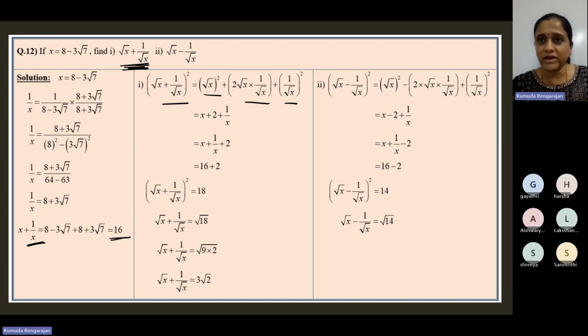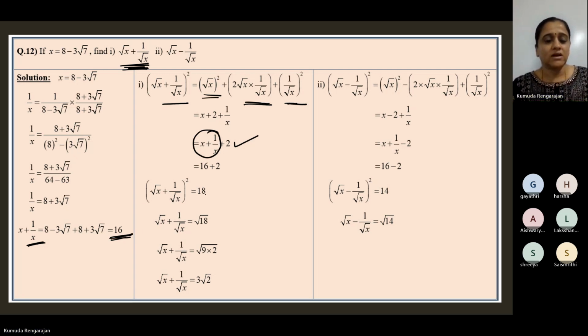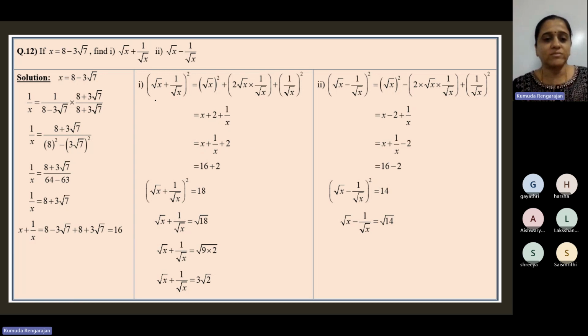Write this expression, square it. Meaning you'll have to expand it using the identity: a square, 2ab, b square. So that works out to x plus 1 by x plus 2. Now, for x plus 1 by x, here we have the value 16. So 16 plus 2, 18. Root x plus 1 by root x, the whole square, is 18. So root x plus 1 by root x is the square root of 18. 18 is 9 into 2, and 9 out of the square root is 3. So 3 root 2.